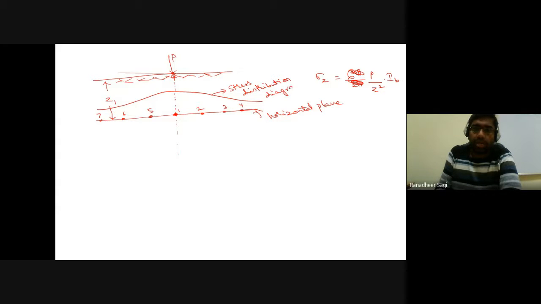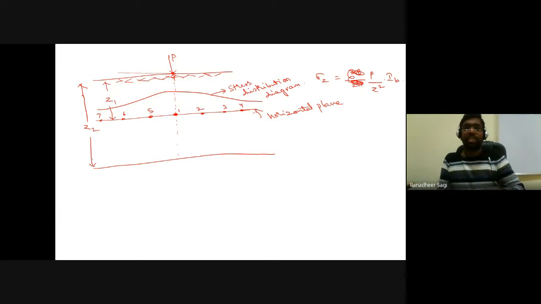Now, if this horizontal plane I have chosen is at a depth of some Z2 meters below the ground surface, then what is going to happen? As Z increases, automatically the amount of stress getting developed in the soil decreases, which we have already talked about in our earlier case. But still, along the axis of the loading, the amount of stress which gets developed is relatively more when compared to the other adjacent points.